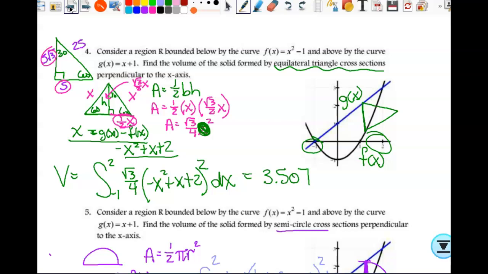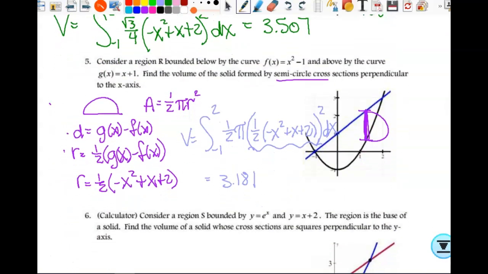So triangles, if you do see triangle cross-sections, it'll be an isosceles right triangle with a hypotenuse on the base. So the hypotenuse of the triangle is sitting between the two curves. Or an isosceles right triangle with a leg in the base. Okay. That would just be half a square. All right, so semicircles, we're good.